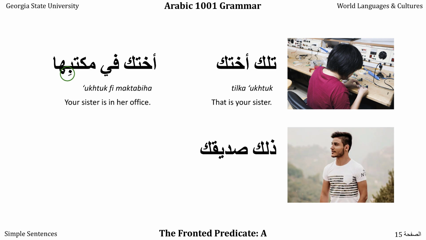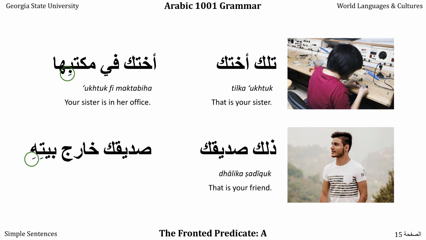Here we have this gentleman here. We can say dhalika sadiquk, that is your friend. And we say sadiquk kharij baytihi, not baytihu. We say beite because beit is definite because it has a possessive suffix and it comes after the preposition kharij, so it's in the majrur case. That's why we have a single kasra. However, Arabic does not allow us to say ihu for some strange reason. So instead of saying beitihu, we have to say beitihi.